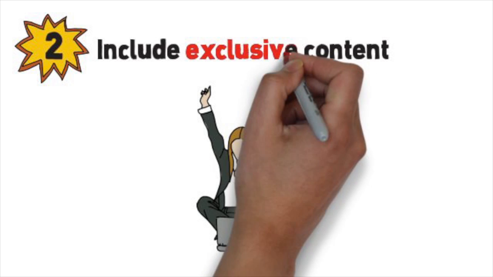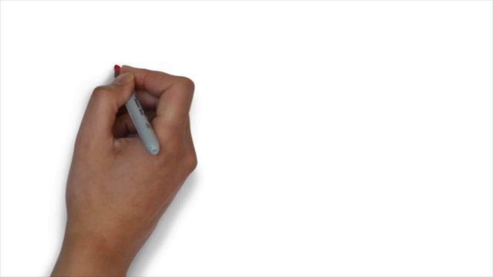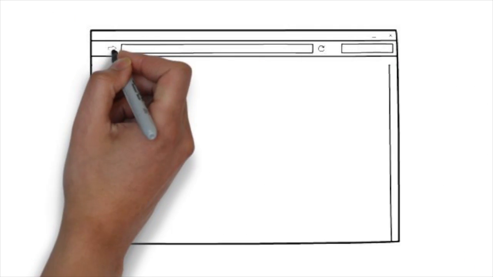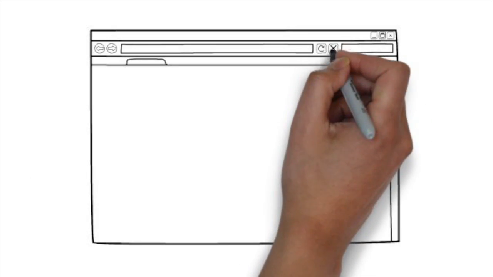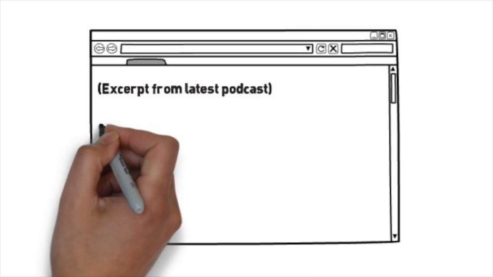A month ago, we introduced a new format for our newsletter. Now the format looks something like this. We'll start with an excerpt from and a link to the latest podcast, and then we'll have an excerpt and a link to the latest blog.